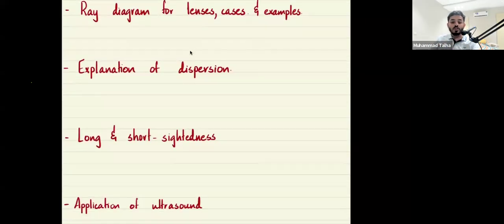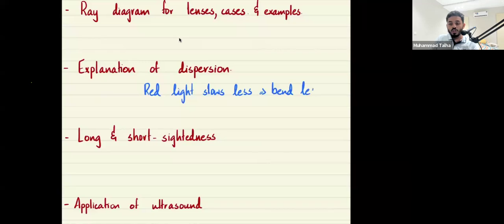And the explanation for dispersion is also something I feel, because the examiner knows that students are slacking off on this, it could ask for an explanation of dispersion, which is why red light bends less. Why does violet light bend more? The reason is that red light slows down less, which also causes it to bend less. What bends more, what deviates more, is because it slows down more, right? This is exactly the idea of refraction.